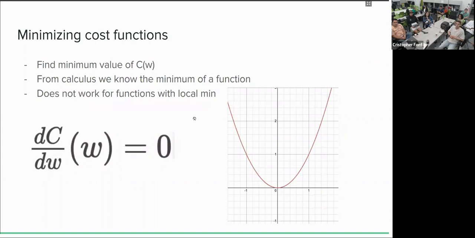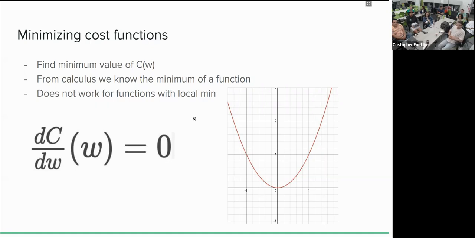Now, how do we minimize a cost function? You'll remember from calculus that you can find the minimum of a function by finding the point where the derivative is equal to 0, which means that the slope, right? We're just looking for the point where the slope is 0. So that would be this point. But this doesn't work for functions with a local minima.